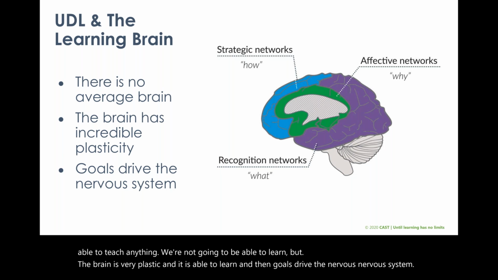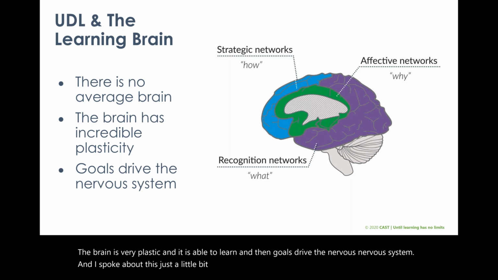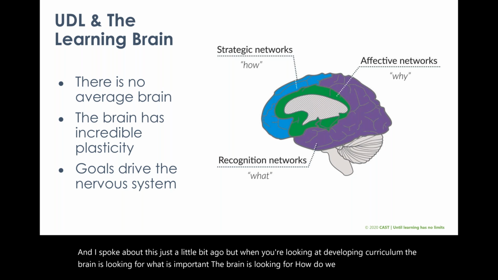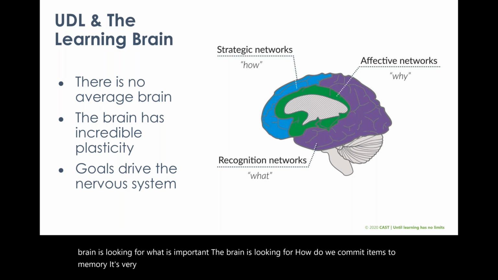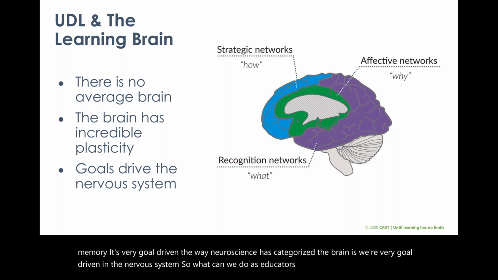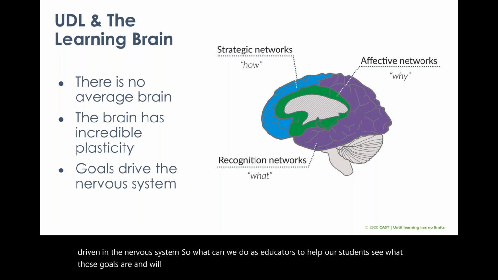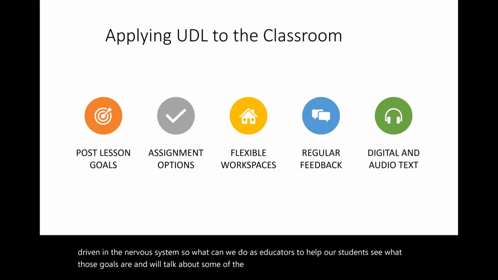And I spoke about this just a little bit ago, but when you're looking at developing curriculum, the brain is looking for what is important. The brain is looking for how do we commit items to memory. It's very goal-driven. The way neuroscience has categorized the brain is we're very goal-driven in the nervous system. So what can we do as educators to help our students see what those goals are? And we'll talk about some of the strategies right now.